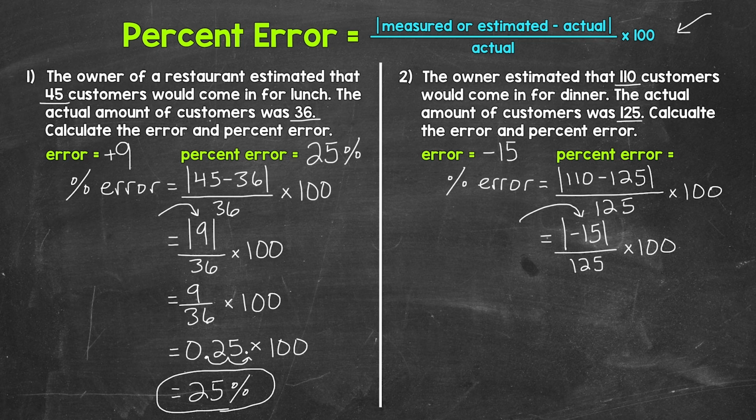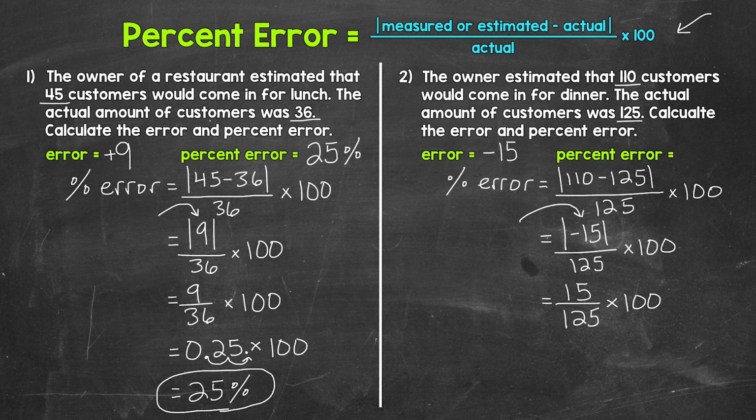So we need the absolute value of negative 15. That's positive 15. So we're getting rid of the negative sign. And then we divide that by 125, and then multiply by 100. So 15 is the absolute error, and we have that over the actual value of 125. So we have the ratio of the absolute error to the actual value. This is the relative error.